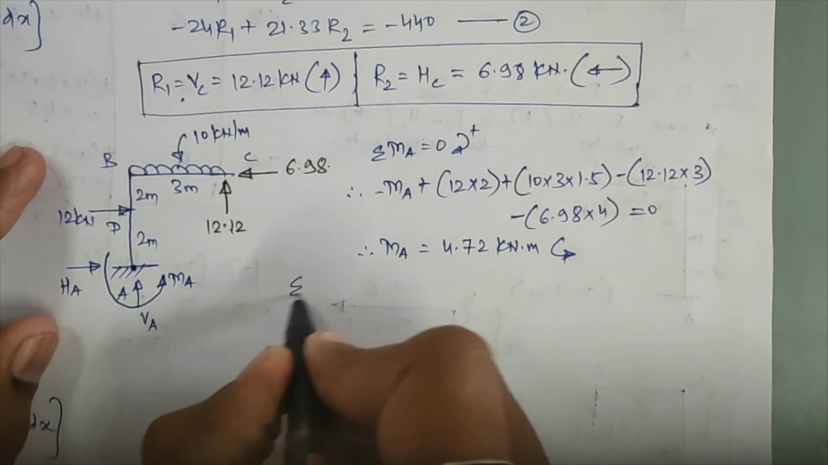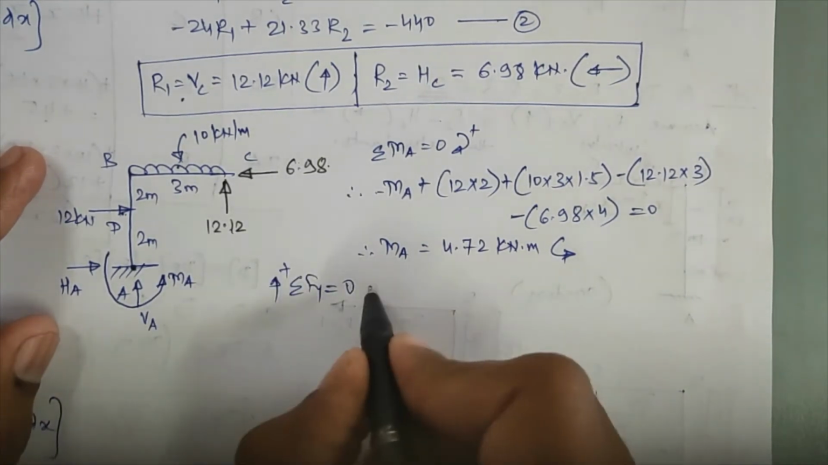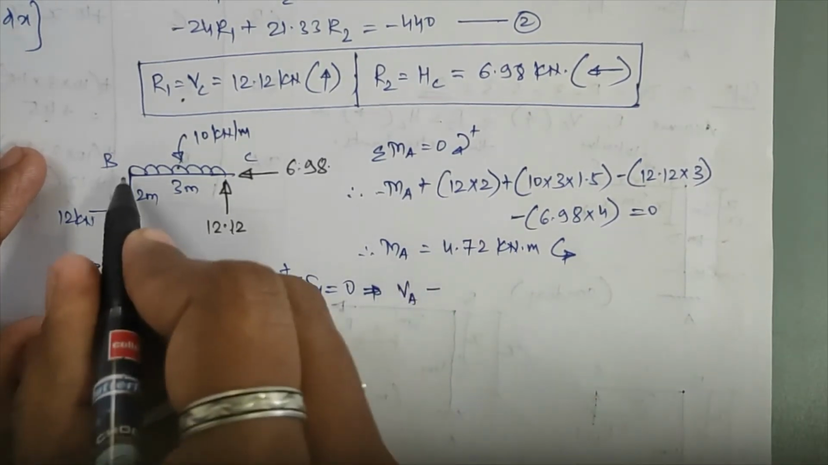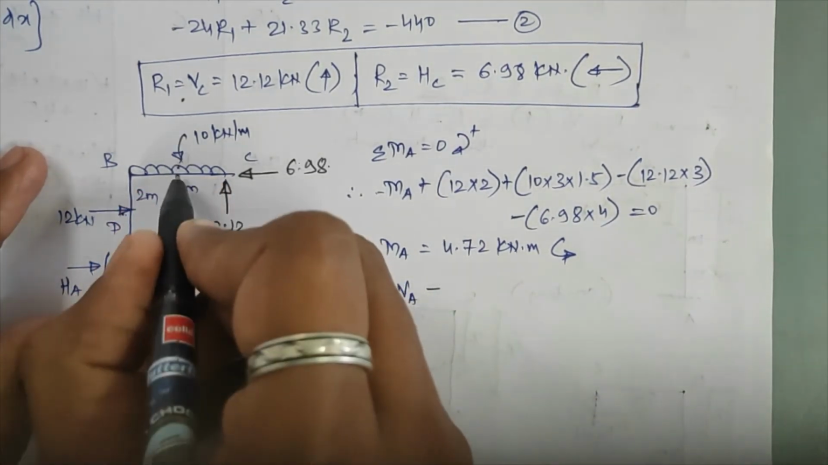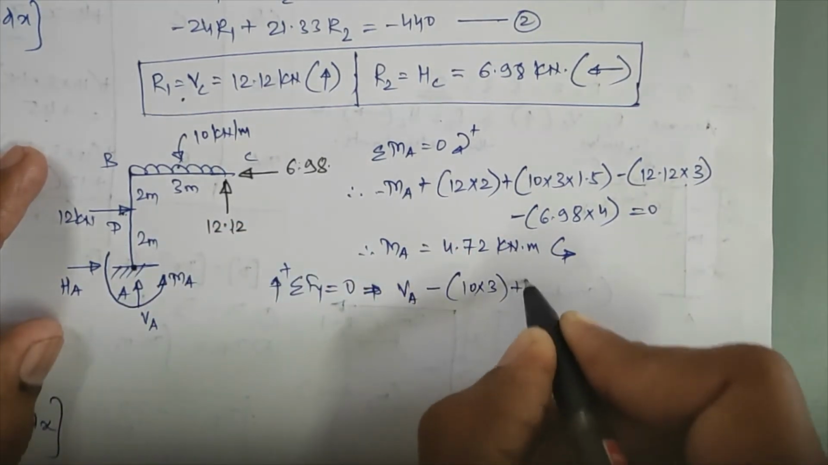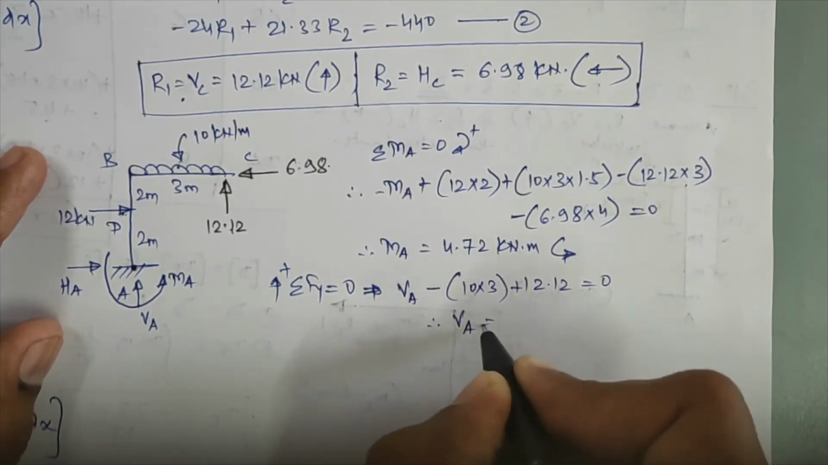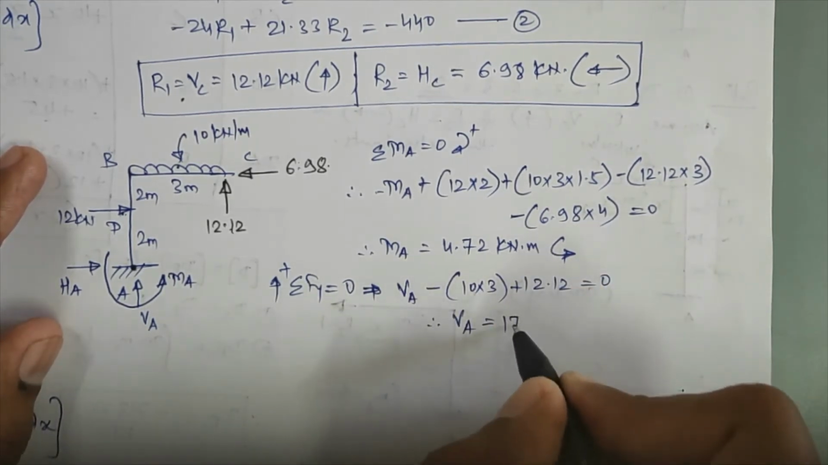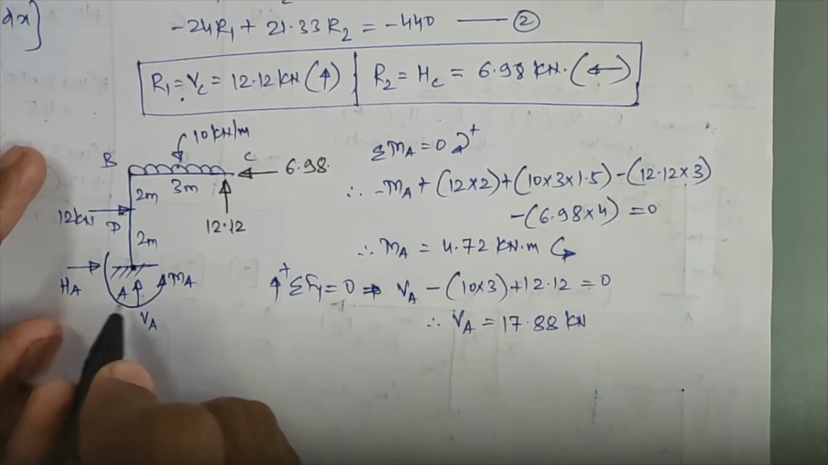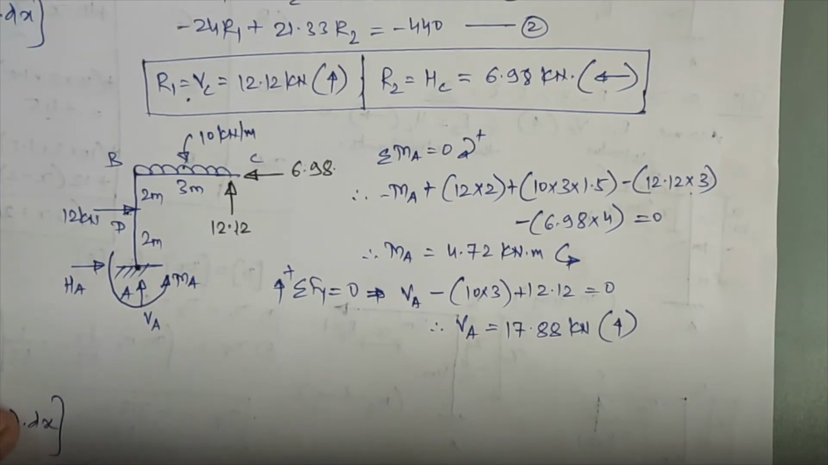Okay, now I'll use summation of FY condition to calculate the VA value. So from this what I'll get? VA minus, this is horizontal force, so it will not come, UDL 10 into 3 plus 12.12 equal to 0. So from this VA I have got 17.88 kilonewton positive over there. That means positive indicates our assumed direction towards upward is correct, it will be acting upward direction.